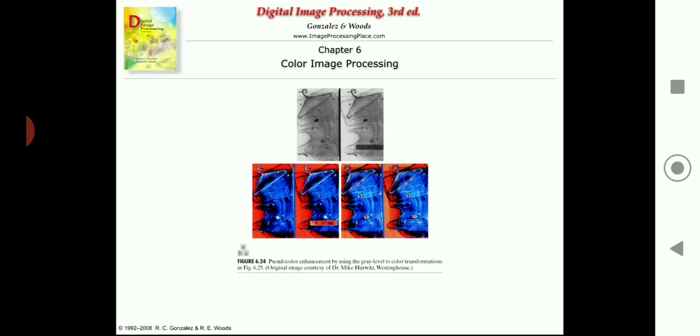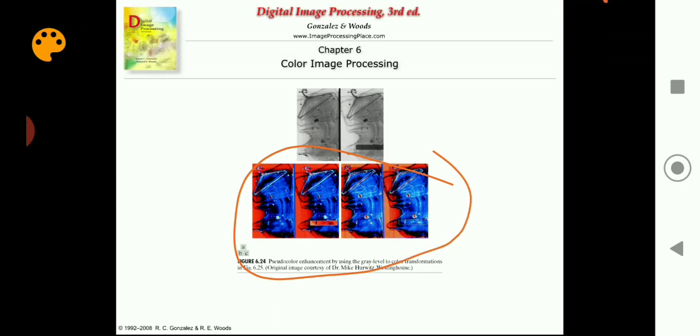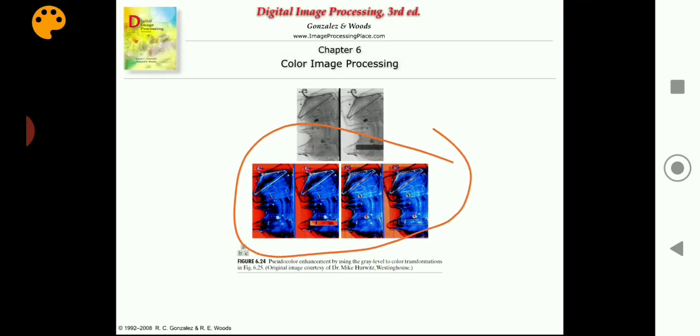So say for example, the images which you see in figure 6.24b, that is the lower portion, this one. Okay, just a second. Yeah, that is this lower portion here. Now we'll try to check upon this lower portion.